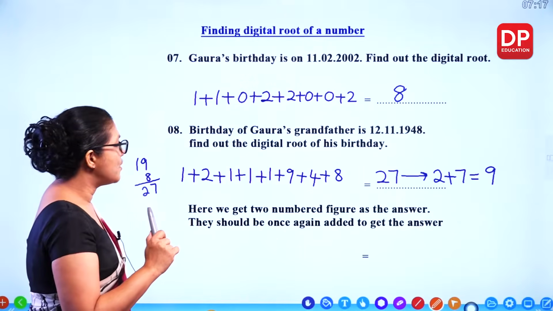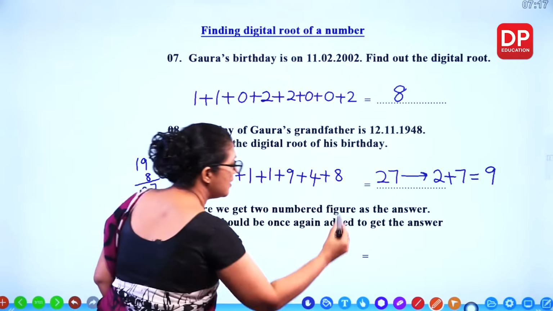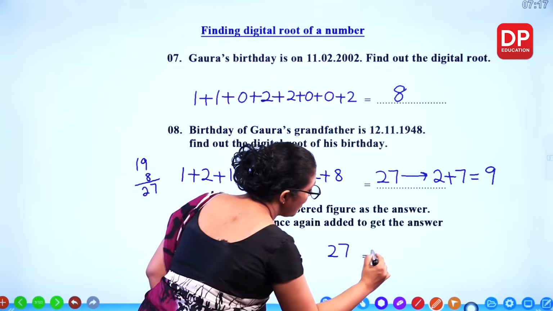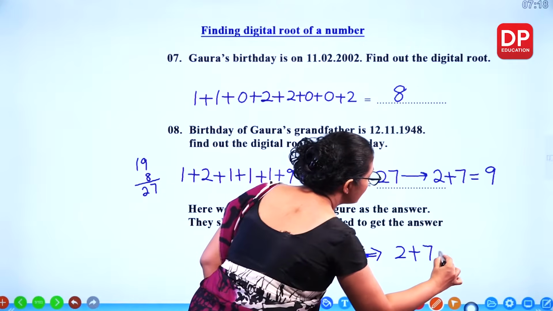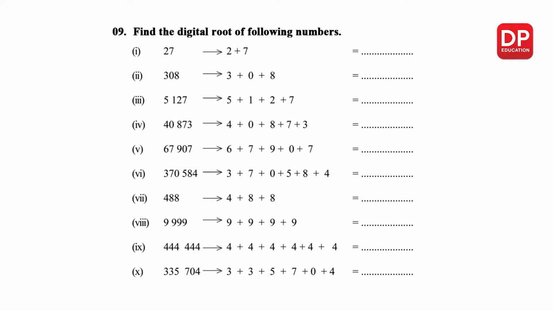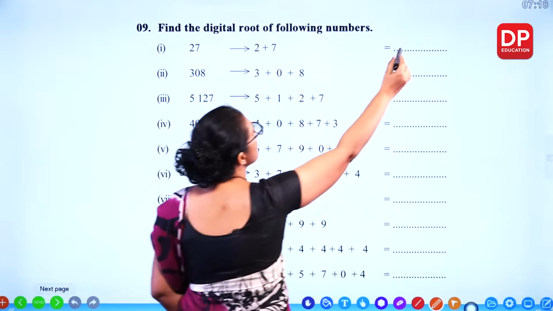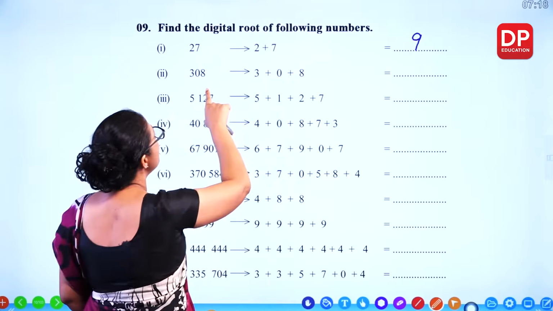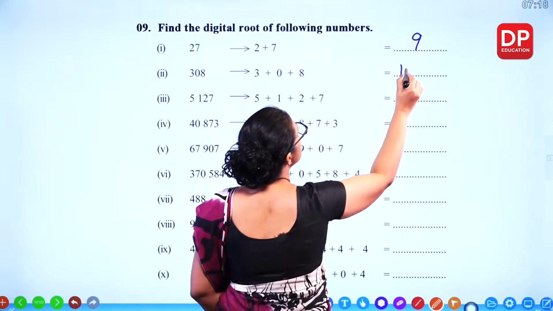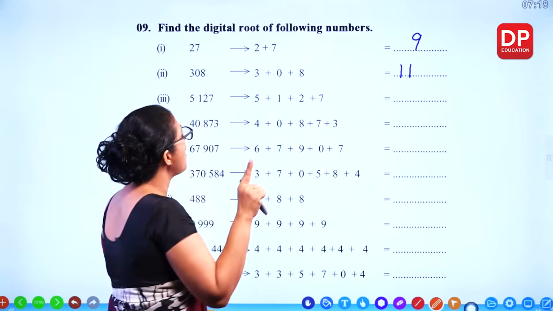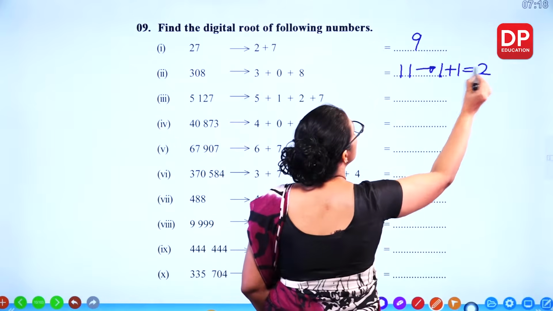Here we get a 2-digit figure as the answer. So it should be added once again to get the answer. So here 27 we can find out by taking 2 plus 7. Find the digital root of the following numbers. So we'll add it. 2 plus 7 is 9. So lucky number is 9. 3, 8. 8 plus 3, 11. But 11 is a 2-digit number. So you have to add it again. 1 plus 1. That's 2.